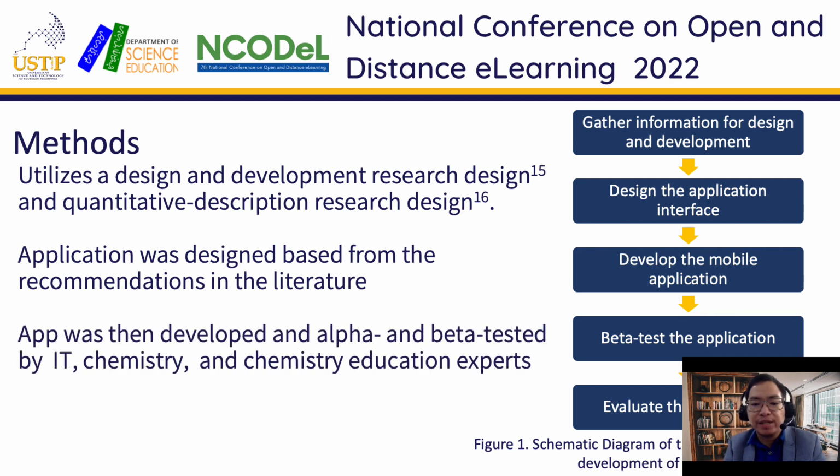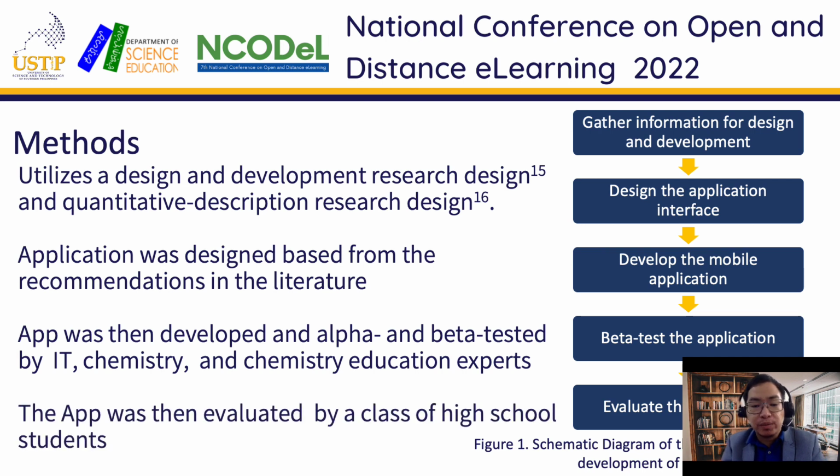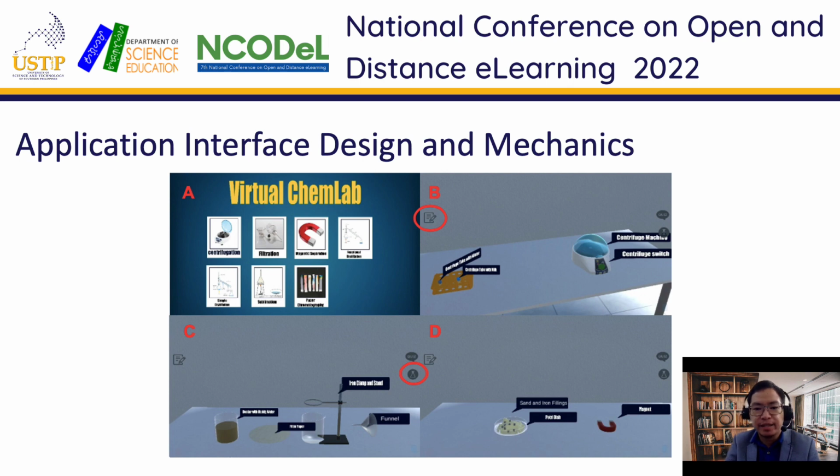Based on the interface and features of the app design, the application was developed by application developers from the university. The application was then subjected to alpha and beta testing by experts in IT, chemistry, and chemistry education to identify glitches and inaccurate concepts found in the app. After the validation, the app was then evaluated by one INTA class in a nearby public secondary high school in the city. The interface design of the application is shown in Figure 2.